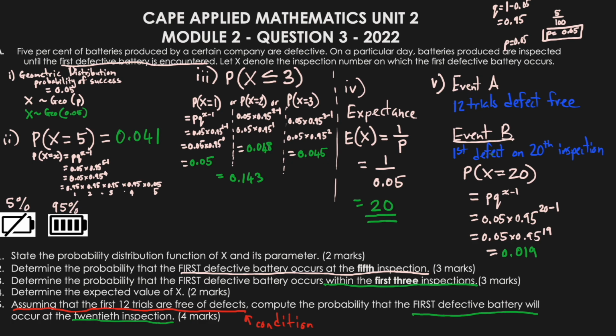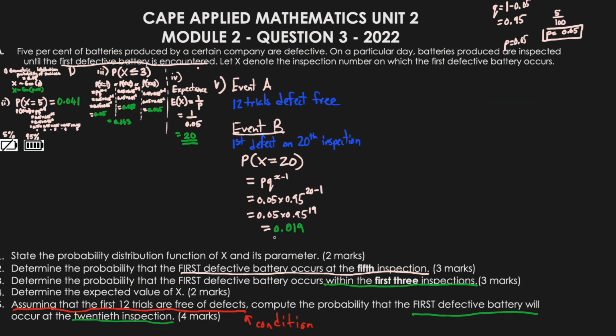So we'll talk about event A and event B a little bit now. We said that we have event B, which is the probability when we have our first defect on the 20th inspection. Now remember I said earlier that this is a conditional probability situation because they're saying that assuming that the first 12 trials are free of defects. So this is something that already occurred. So we are establishing that before we found the first defect on the 20th inspection, or any scenario that would allow us to find it on the 20th inspection, we had to have had 12 defect-free trials, 12 inspections, and all 12 of those were free of defects. So that is what event A is.